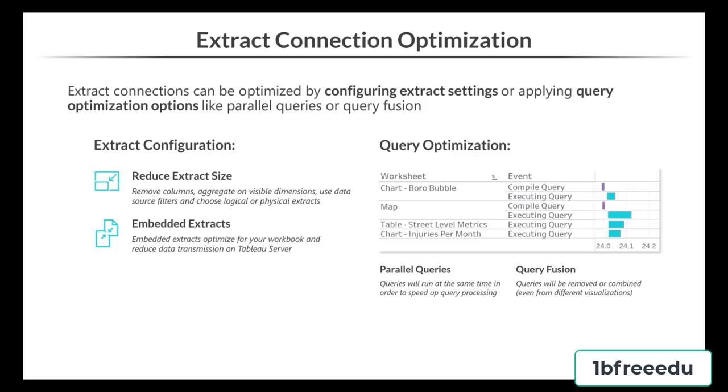Additionally, you should also look at embedding extracts. Embedded extracts will perform best for two reasons. Number one, these extracts will optimize your workbook and will create temporary tables to speed up queries. Number two, embedded sources have quicker data transfer times that don't need to pass across the server to a published source and then into your workbook.